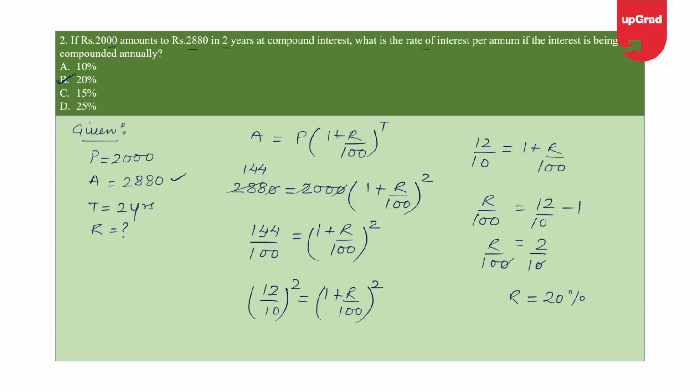But again, can I not make use of the successive percentage concept? I know for successive percentage, I need the values of A and B because that's what the formula was.